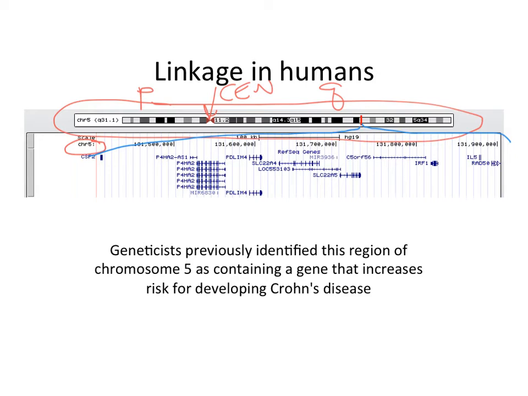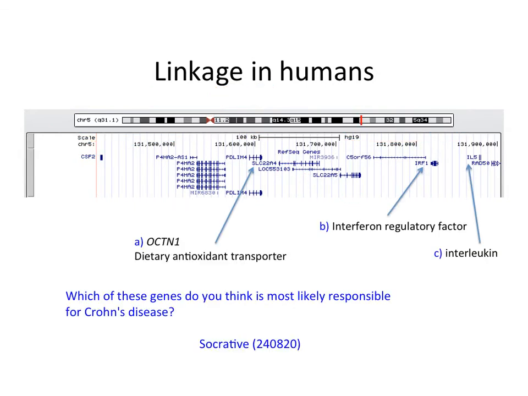We've got 1, 2, 3, 4, 5, 6, 7, 8, something like 9 or so different genes in this region. So geneticists have narrowed down from the 30,000 or so genes we have in our genomes to this little chunk of chromosome 5. And one of these genes supposedly contains a mutation that causes, or at least increases susceptibility to, if not causes, Crohn's disease. So the first question is, which gene?